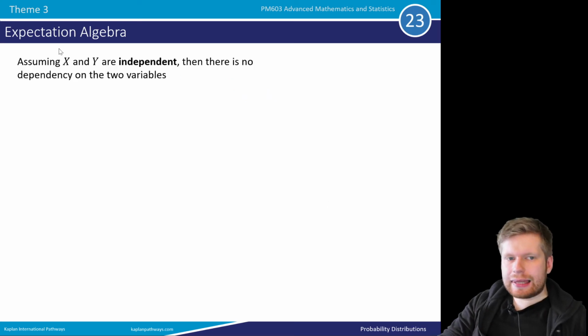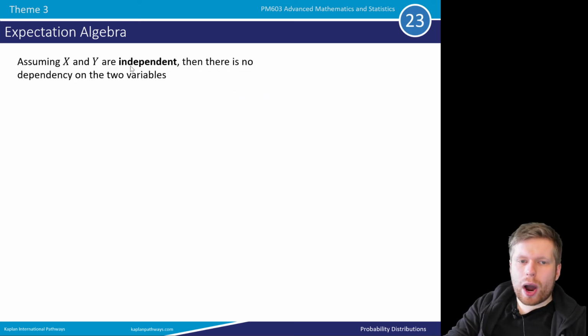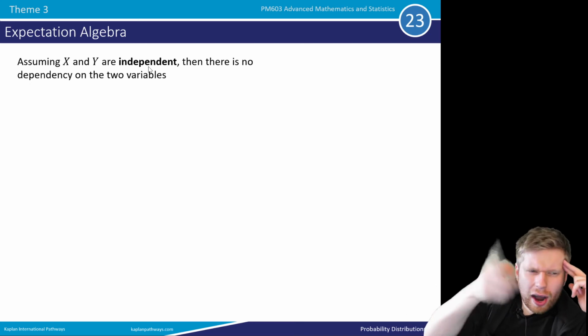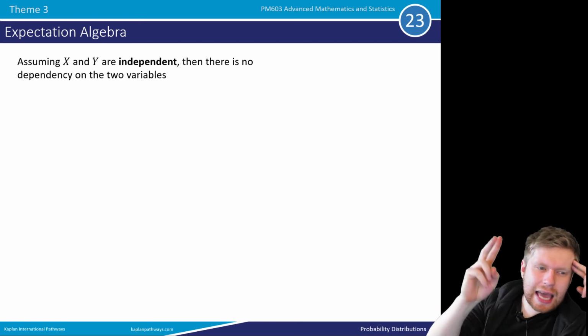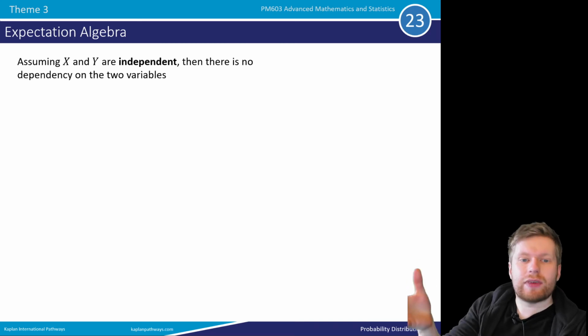Now, let's just assume that x and y are independent. Now let's just think. I said that x could be like the number of siblings and y could be the height of each sibling.